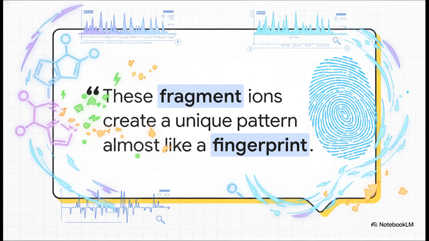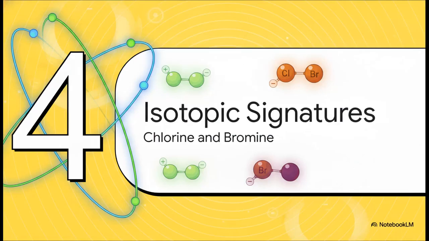That means we can confidently match these spectral fingerprints against massive digital libraries to identify completely unknown substances. It's a real game changer. All right, section 4, decoding isotopic signatures. We're on the hunt for chlorine and bromine clues.